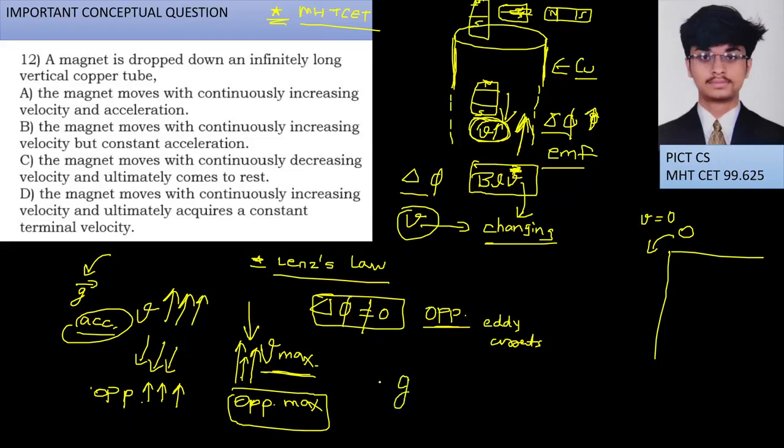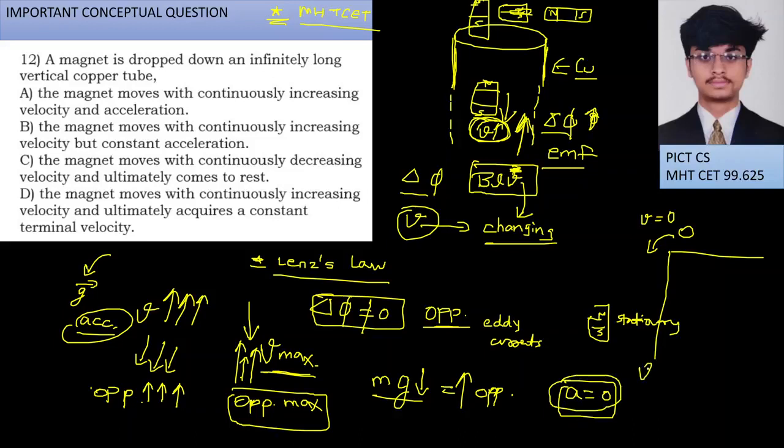Suppose by force mg it's going down. It's not exactly mg, I'm just giving an example. So an opposition force equivalent to mg will act. So its acceleration will get stopped. It does not mean that the magnet will become stationary there. No, its acceleration has stopped, meaning now it will acquire a constant velocity. You get that? And that constant velocity is termed as terminal velocity.